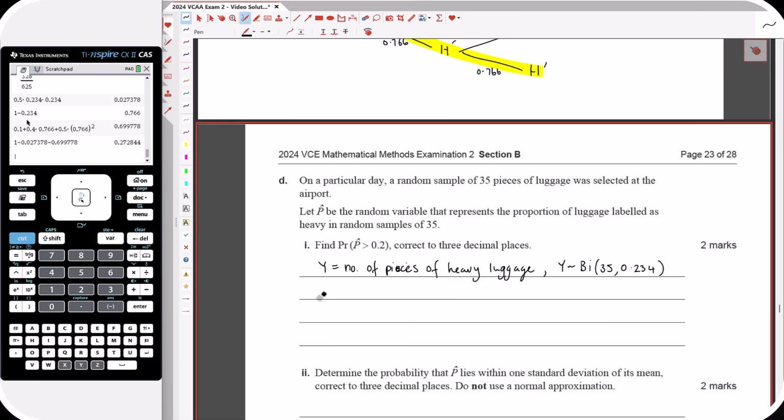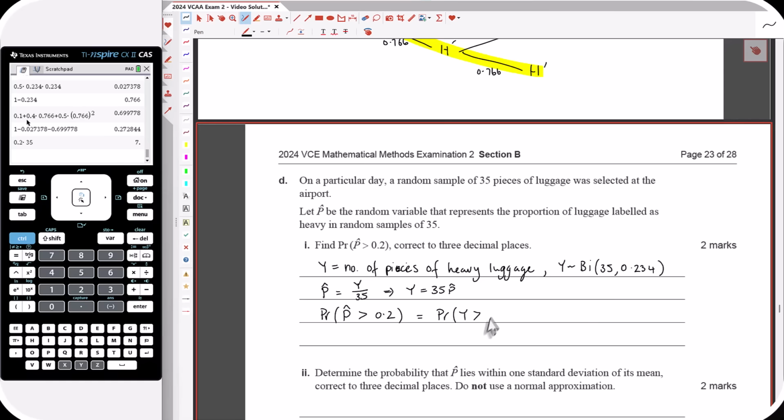Now we have this connection between, we know that P hat, the proportion of pieces of heavy luggage, is the number of pieces of heavy luggage divided by 35, which means that Y equals 35 times P hat. Now the question is asking us for the probability of P hat being greater than 0.2, which means we want to change that to be about Y. So 0.2 times 35, that's the probability of Y being greater than 7. Now a binomial variable is discrete, so greater than 7 means 8 or more. So that's the probability that Y is greater than or equal to 8.